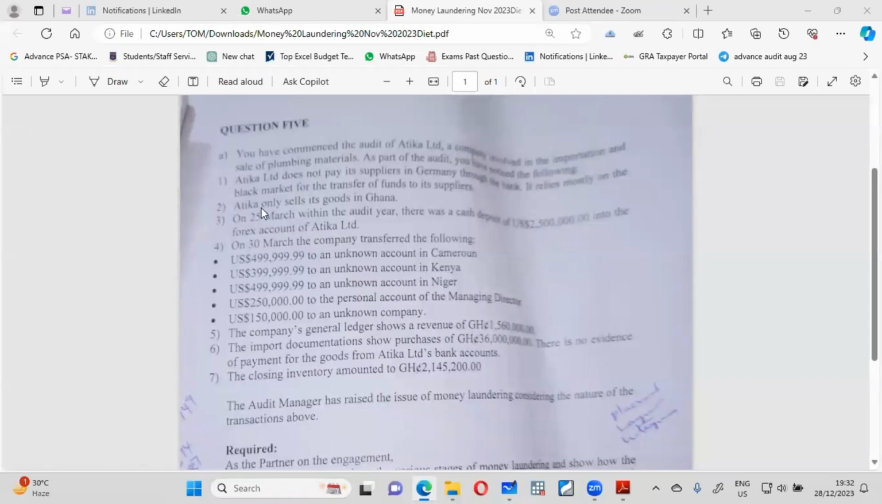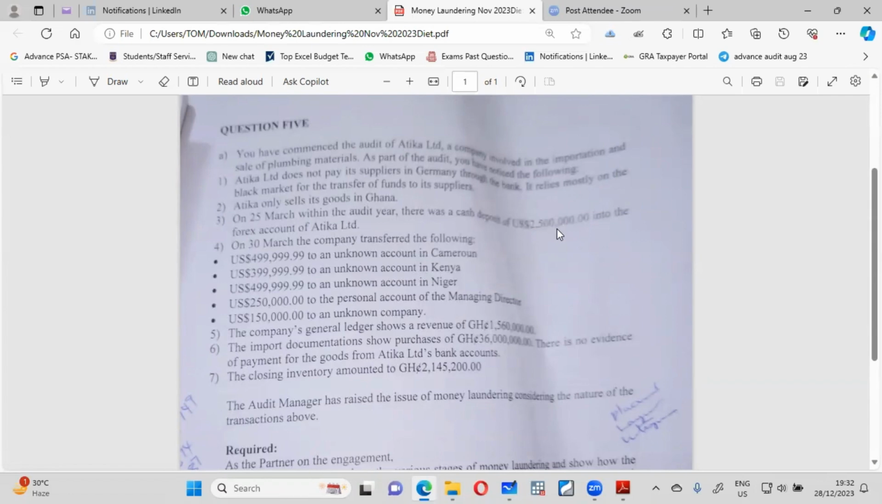Yes, sir. All right, let's move on. Point 2. Atika only sells its goods in Ghana. No problem. On 25th March, within the audit year, there was a cash deposit of $2.5 million into a forex account of Atika. Now, Atika only sells its goods in Ghana.